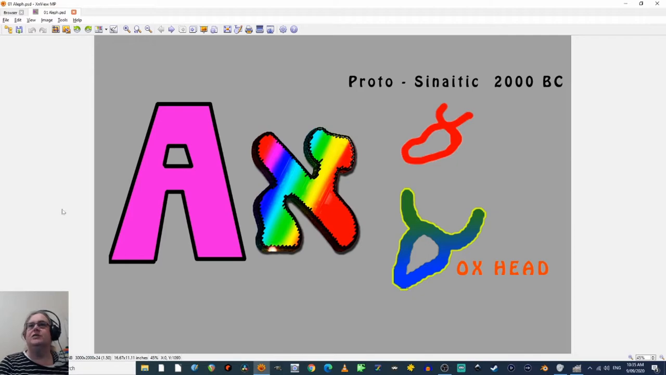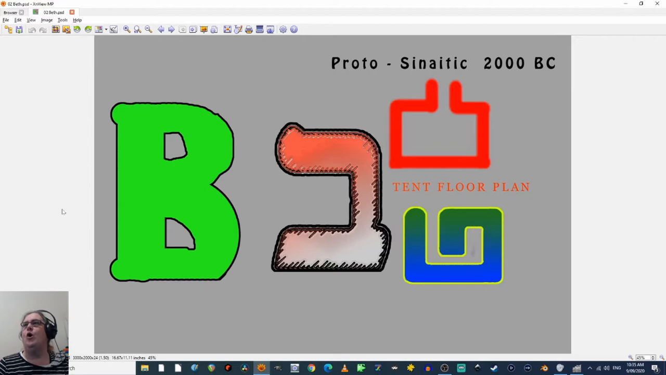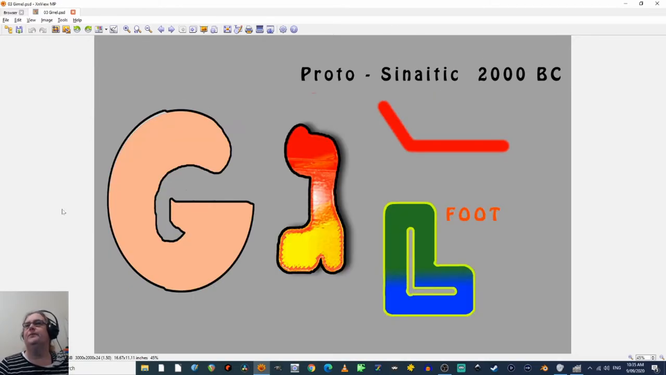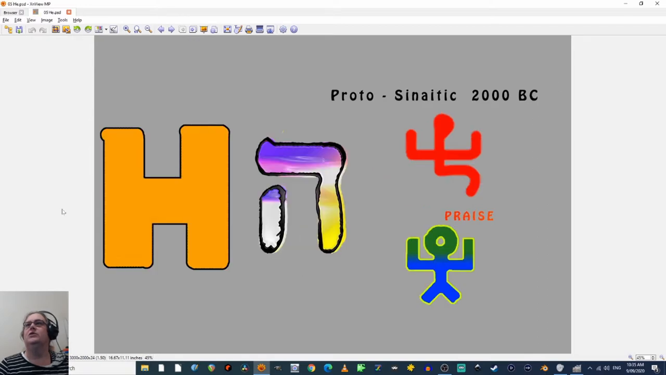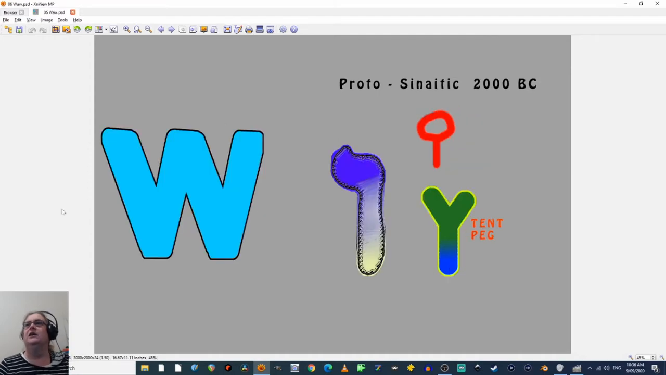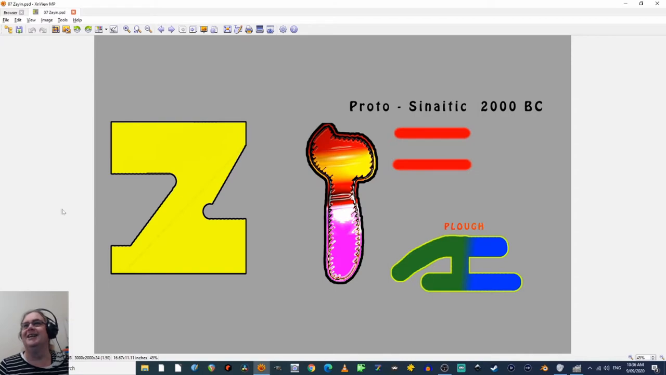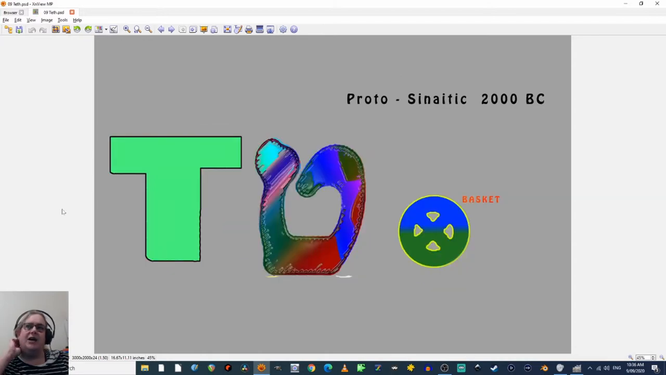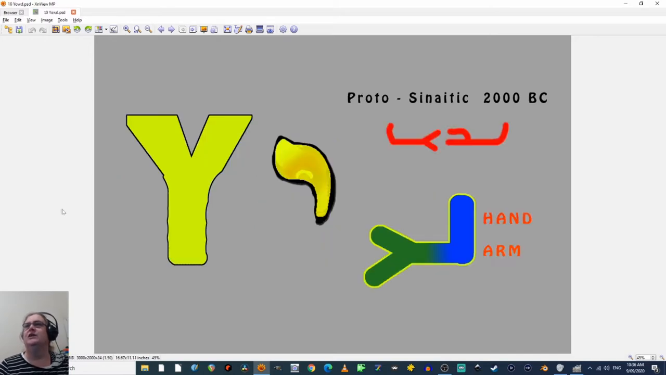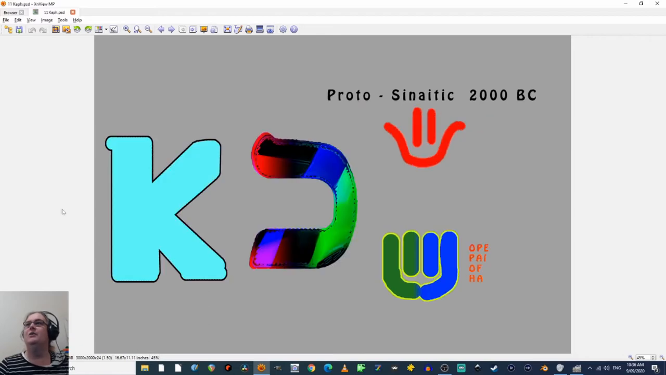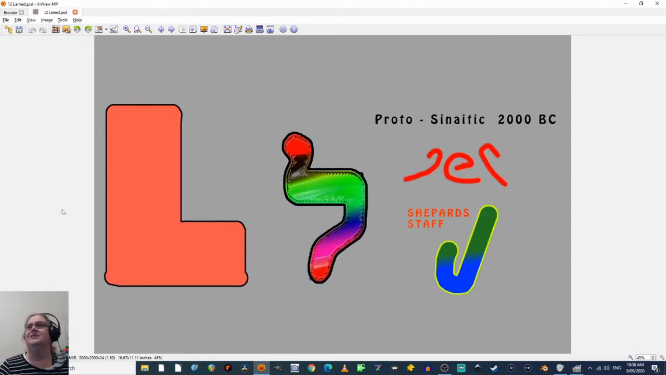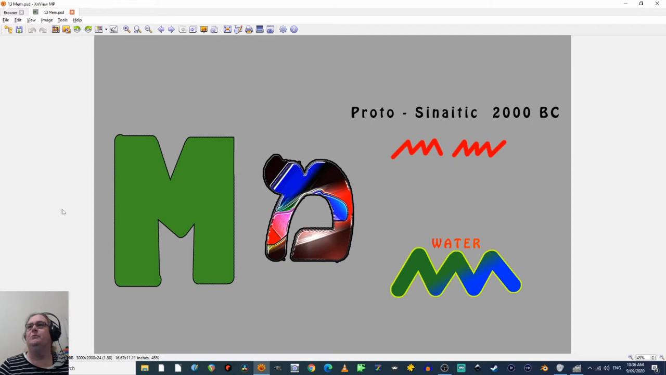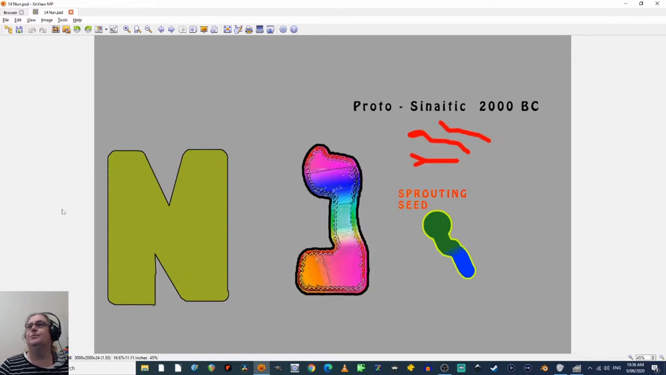So A is ox head, B is tent floor plan, G is foot, D Dalit is tent door, H is a praise the Lord, W is a tent peg, because why not, Z is a plow, Chait is a tent wall, Tav is a basket, so these aren't in any specific order, Yod is a hand or arm, Kaf is an open hand, I need to fix that slide, Lamed is a shepherd's staff, Mem is water, Nun is a sprouting seed.